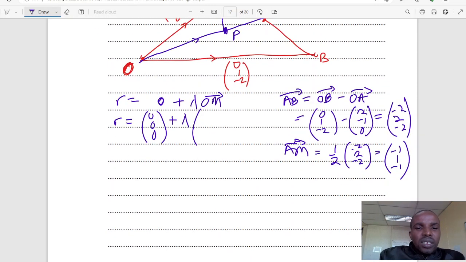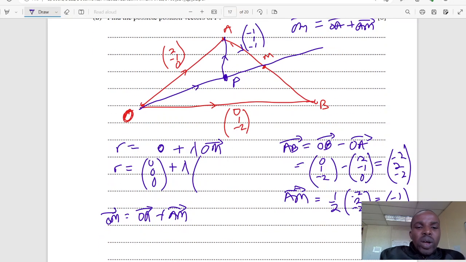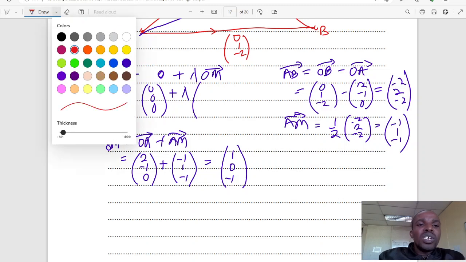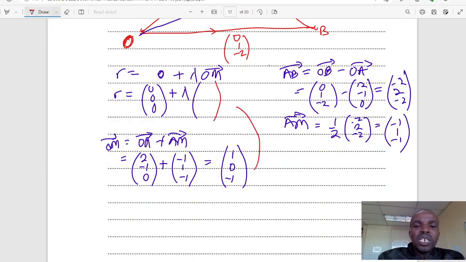Then you have to find our OM now. OM equals OA plus AM. What is my OA? OA is (2, minus 1, 0), plus AM, that's (minus 1, 1, minus 1). If you simplify this, you get (1, 0, minus 1). That's OM. So this is the item that you have to put now at this point.